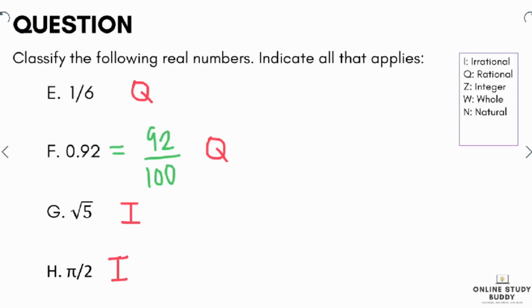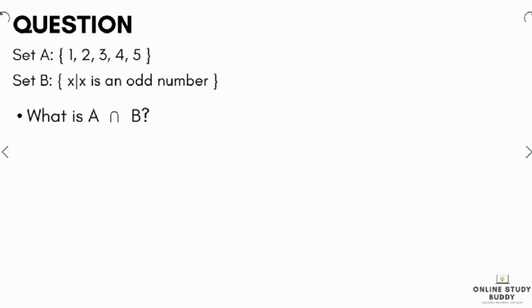So for our next item, we will be determining the intersection of set A and set B. Yung set A, it contains the elements 1, 2, 3, 4, and 5. Yung set B naman is a set of all x such that x is an odd number. So, to find the intersection, alamin lang natin kung ano yung common elements nilang dalawa. So, A intersection B contains 1, 3, and 5.